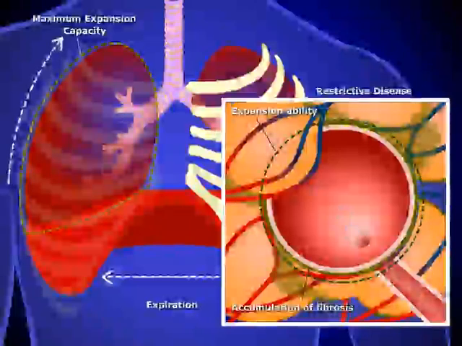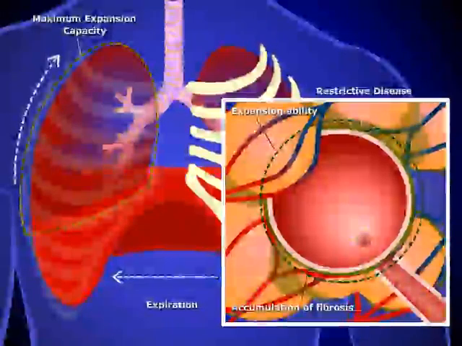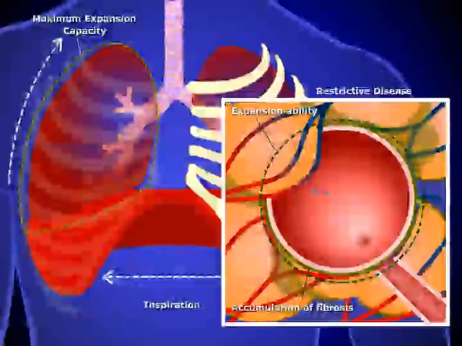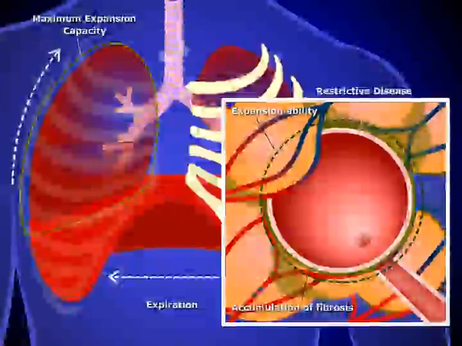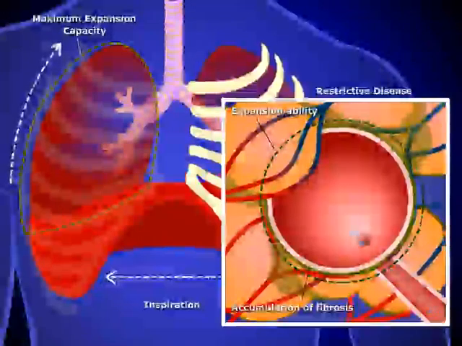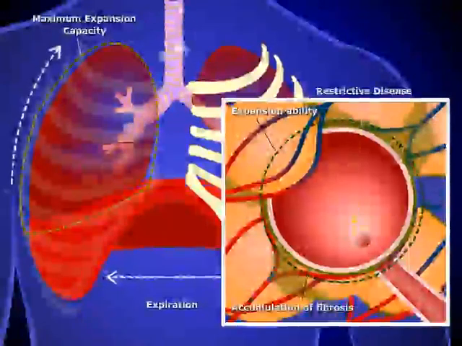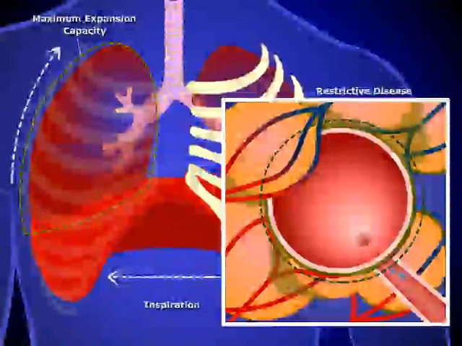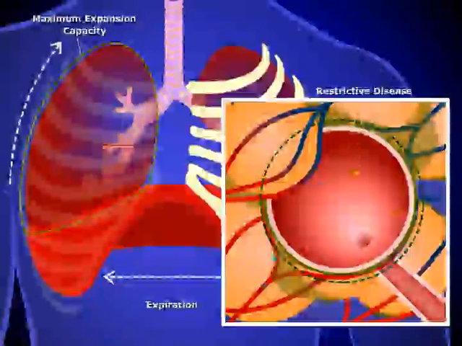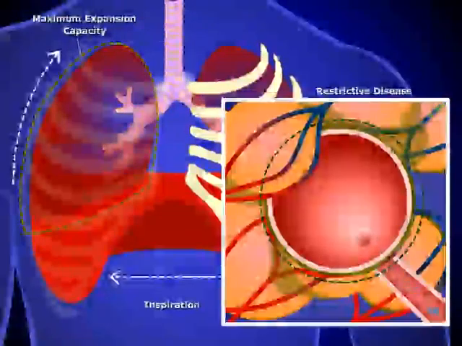Without proper expansion, the lungs cannot fully increase in volume. As a result, without a sufficient decrease in pressure, the normal amount of air cannot enter the lungs. Therefore, patients with restrictive pulmonary disease have problems with inspiration. Obstructive disease can also affect normal lung function.